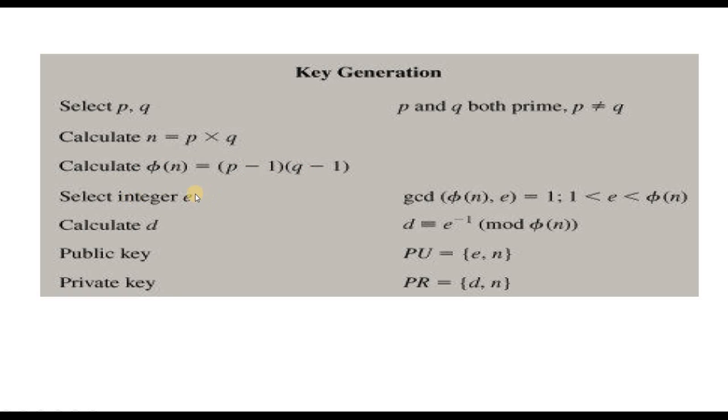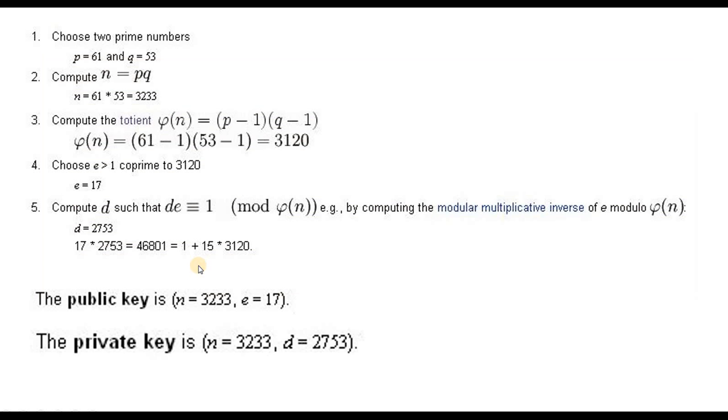In the next step we will find E, and in the next step we will find D, making use of these formulas. Once we have E, D and N, the pair E comma N will be called the public key and the pair D comma N will be called the private key. That's how the key generation takes place.